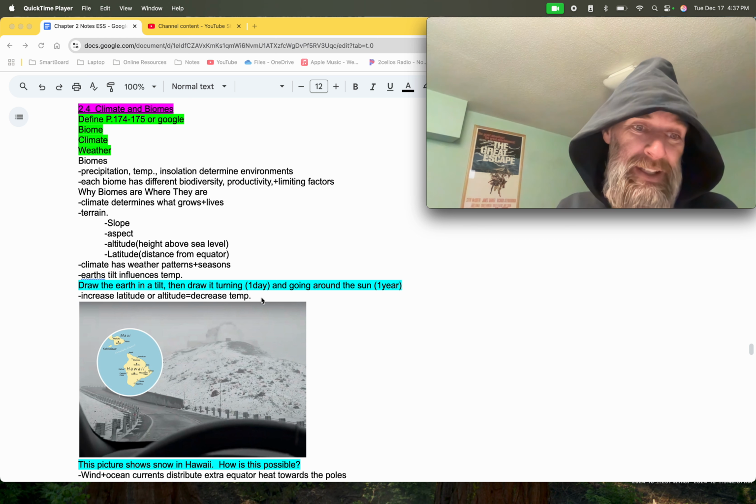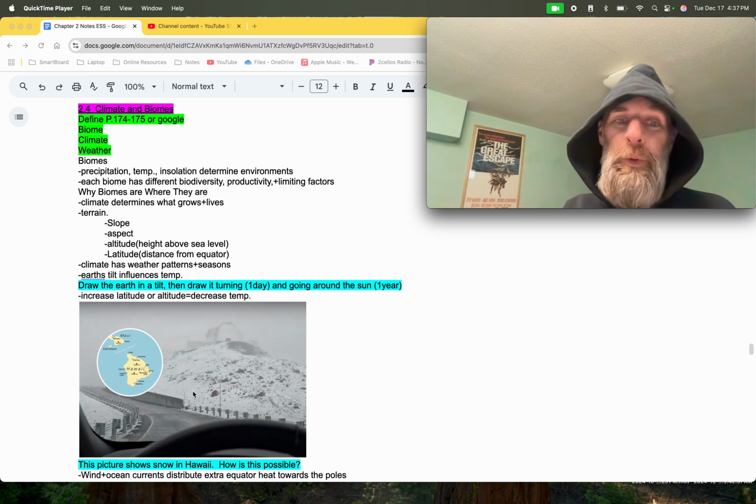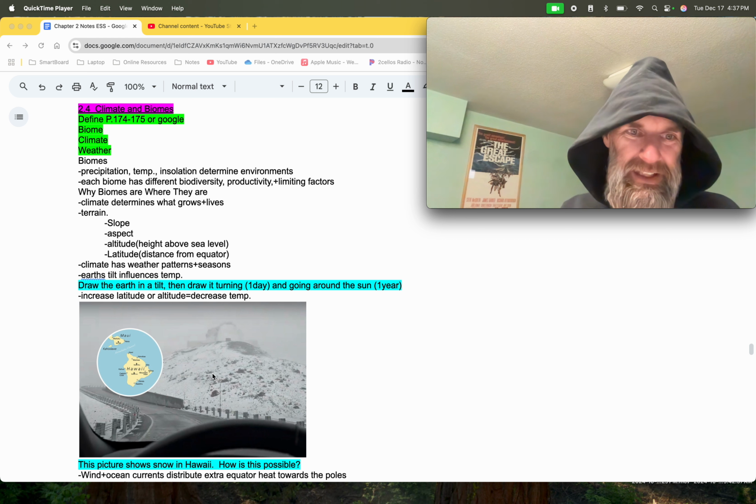So look at this right here. This picture shows snow in Hawaii. How is this possible? Right there, snowy peak on beautiful Hawaii.